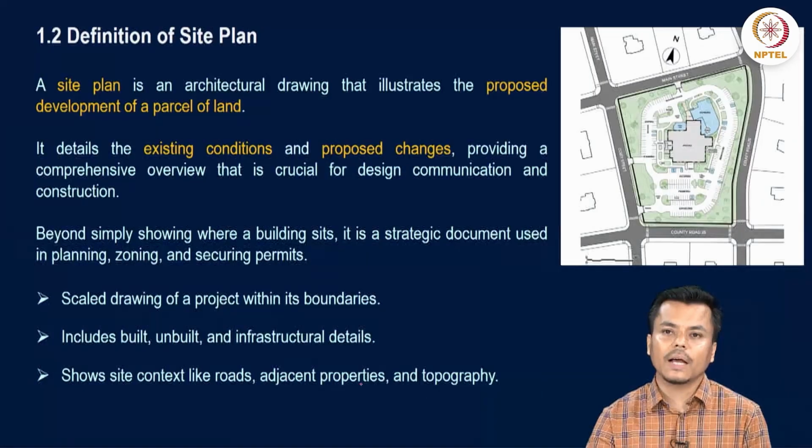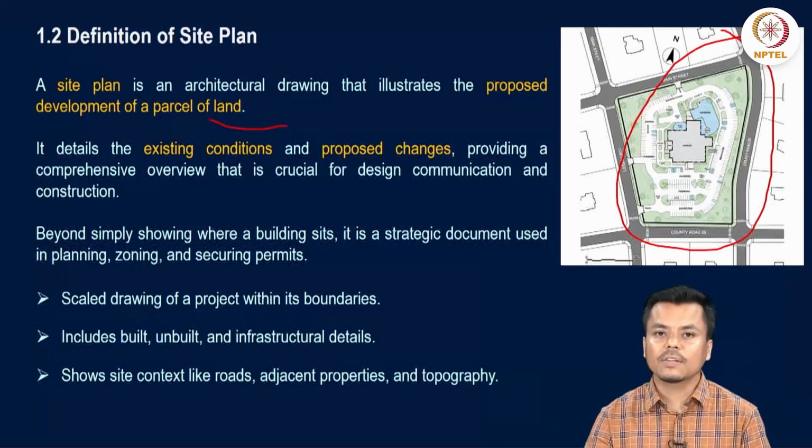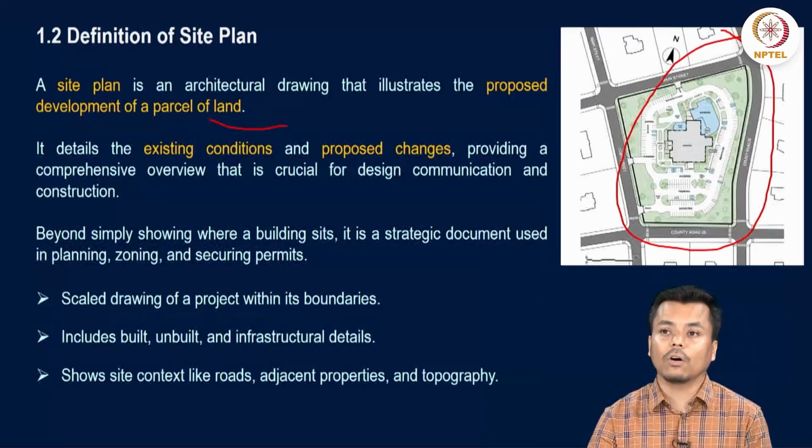Then, to define a site plan, it is an architectural drawing that illustrates the proposed development within a parcel of land. If this is the land available for development, how much land are we actually utilizing for designing or constructing the building? That is what is represented in the site plan. Along with that, the details about existing conditions and the proposed changes are also observed in the site plan. How the building is oriented, where the axis is planned, and how the circulation happens within the site, all this information is gathered from the site plan.